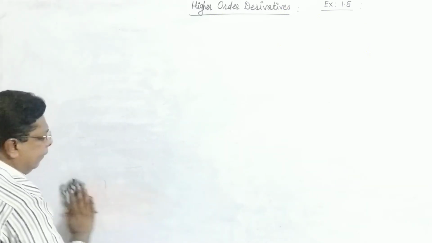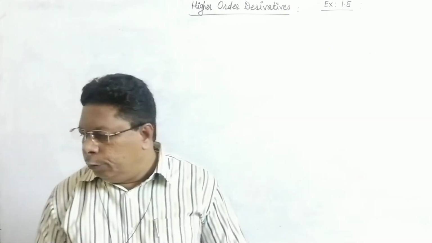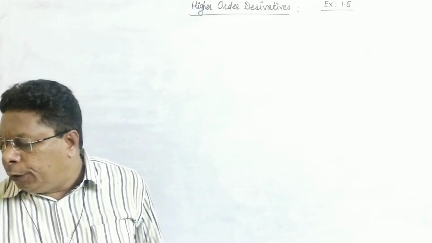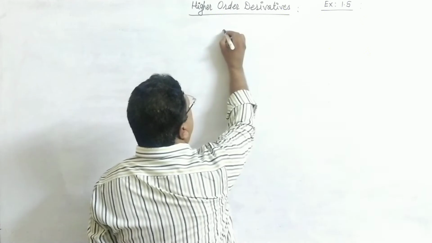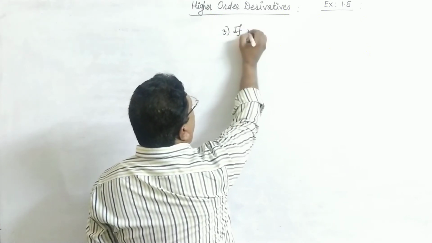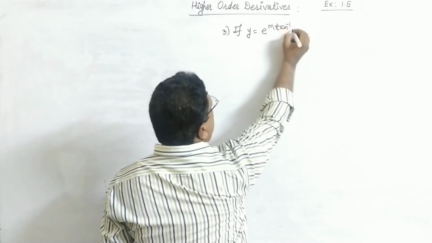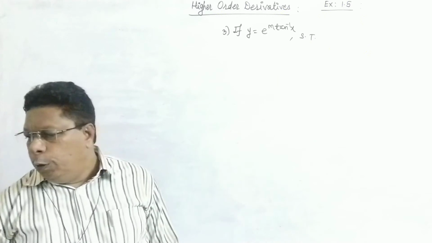We are taking different types of sums. Now in the next question, we are going to see: if y equal to e raised to m tan inverse x. Third question. If y equal to e raised to m tan inverse x, then show that what we have to do? We have to do it.